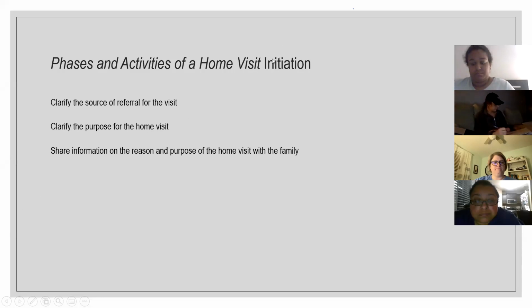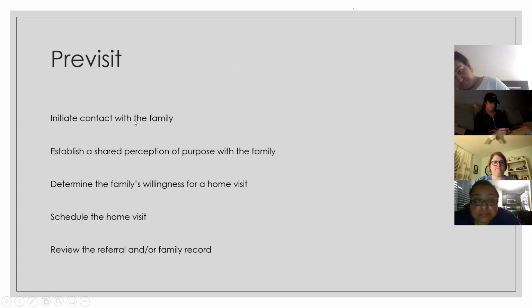So we have initiation, where we look at why are we going? We're going to share the information and the purpose for the home visit. So we're going to say, hi, I'm such and such, and I came here because your doctor referred me to come as a follow-up after surgery to make sure you're functioning and everything's going along. That's what we do as an initiation. We're going to do a pre-visit. We're going to call them. We're going to say, are you okay if I come?